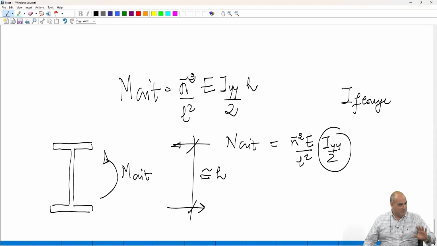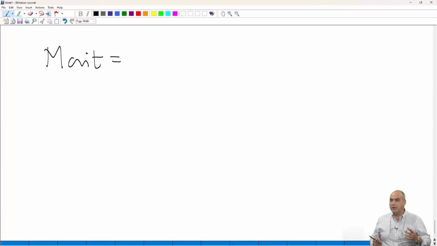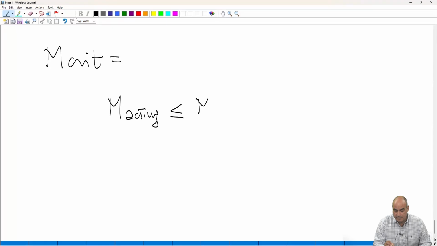Then I will finish a little earlier. But there is another thing that we addressed beforehand. Now we have ended up with M critical equal to something. And I don't remember who of you came to me before asking, well, how do I make my safety check? Well, I have my acting bending moment, which must be less than M critical, with some safety factor also.